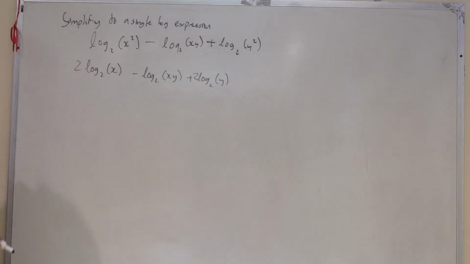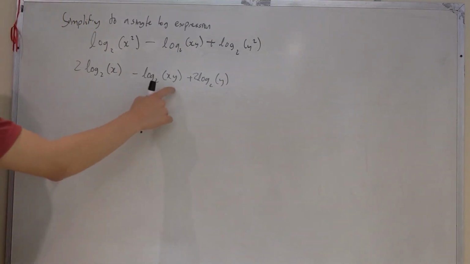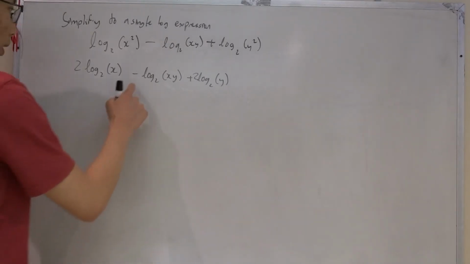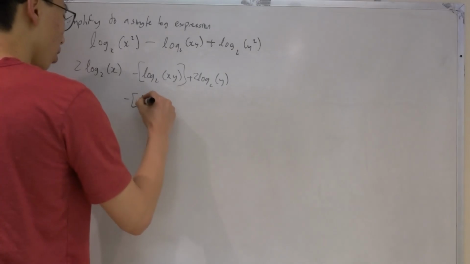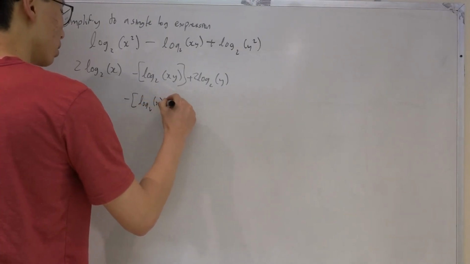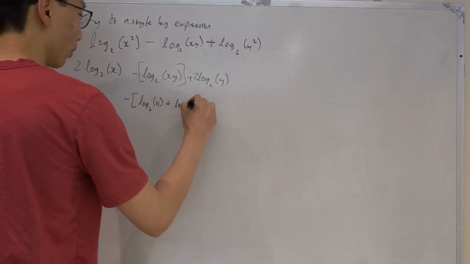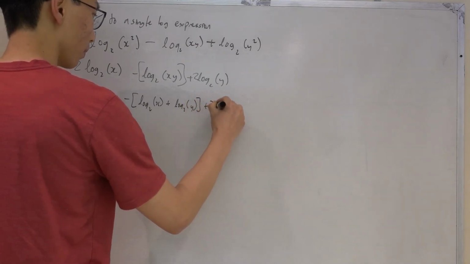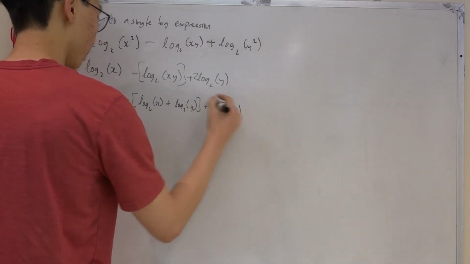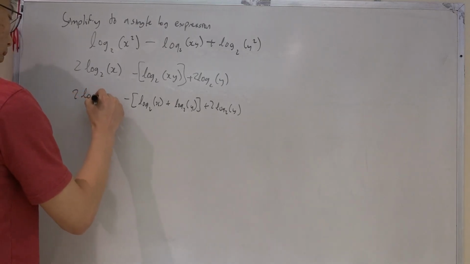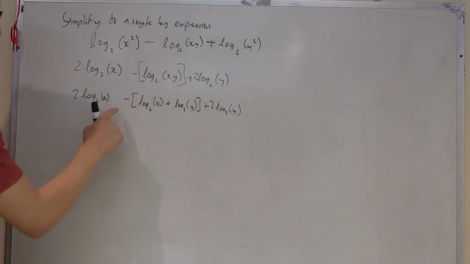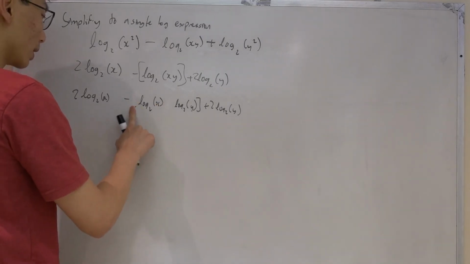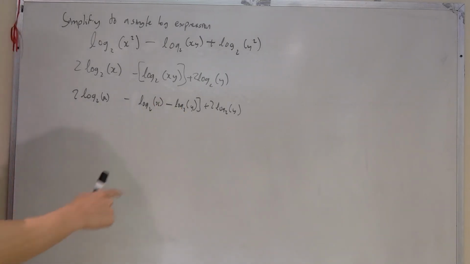Alright. Maybe another thing that you notice is that we can use our multiplication rule here. So log 2 of xy is the same thing as log 2 of x plus log 2 of y. Okay. Then all I'm going to do is distribute the negative sign. So again, I put the brackets there to be super careful.